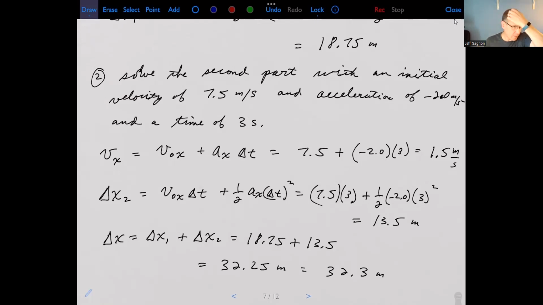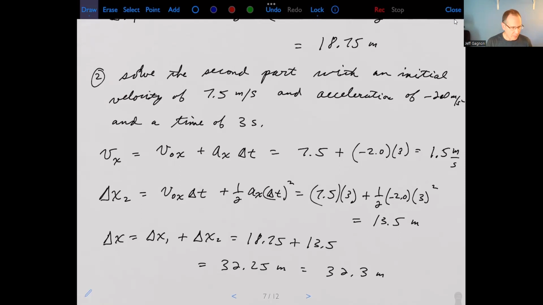So this one was a little trickier because we had to split it up into pieces, right? There was one piece where it was accelerating for a particular time, and then the second piece, it had a negative acceleration, right? It was decelerating for a particular time. So we really had to kind of split it up to solve the entire problem.